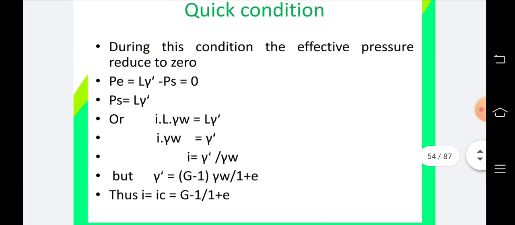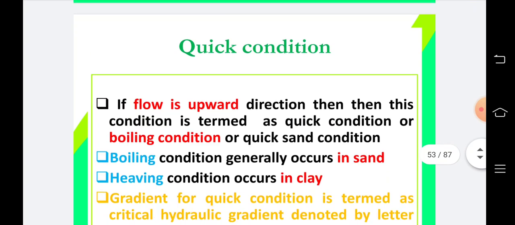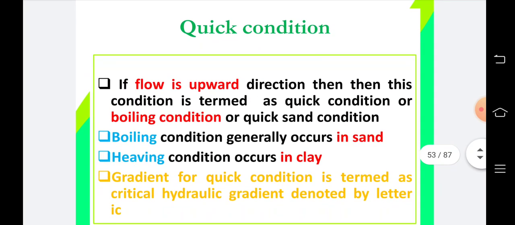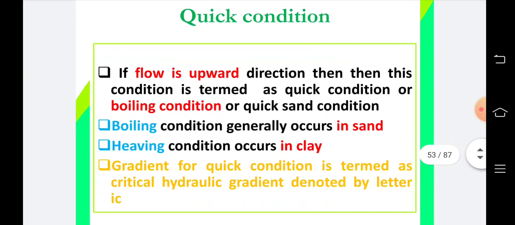Okay, so now we are discussing the quicksand condition, or quick condition, or boiling. This is when the flow of the water is in the upward direction instead of the downward direction. This condition is called a boiling condition or quick condition.